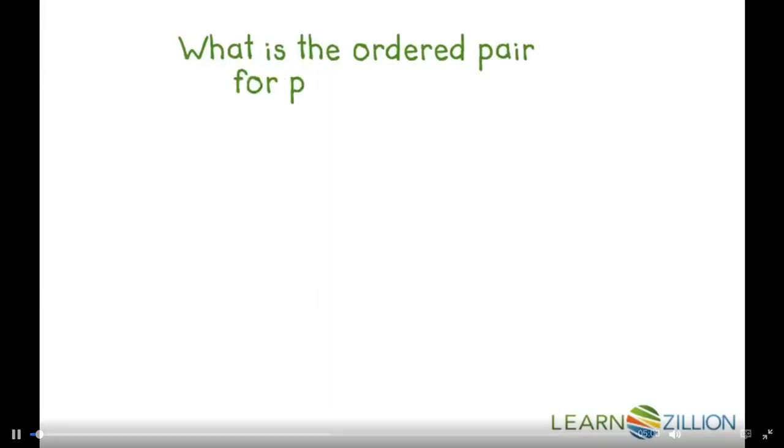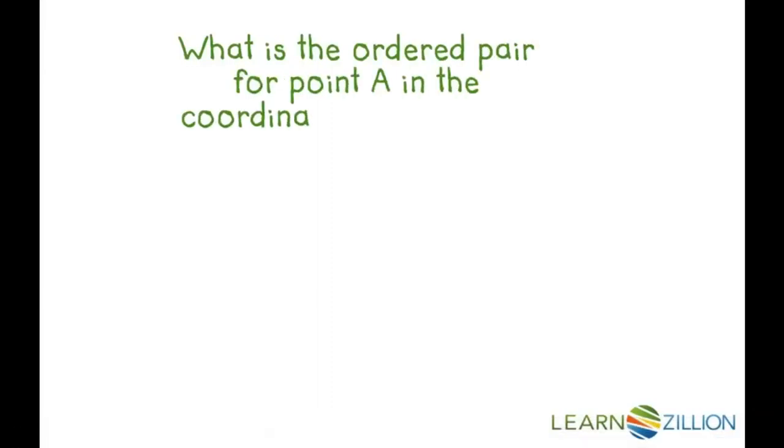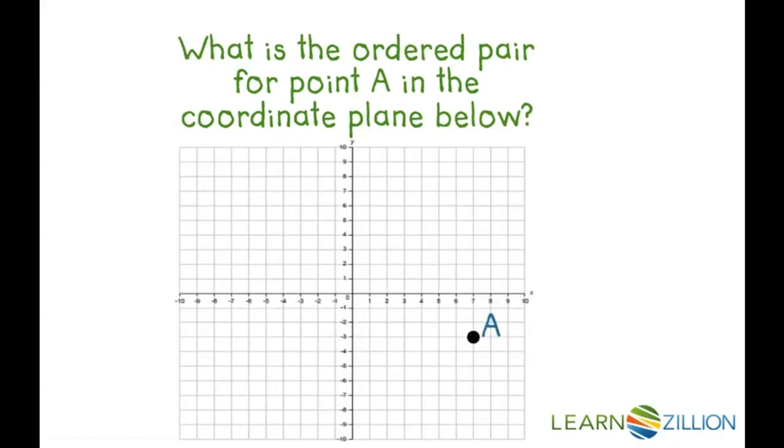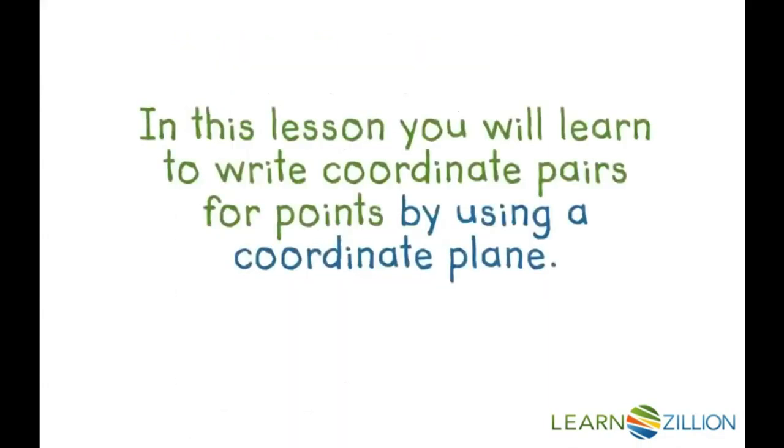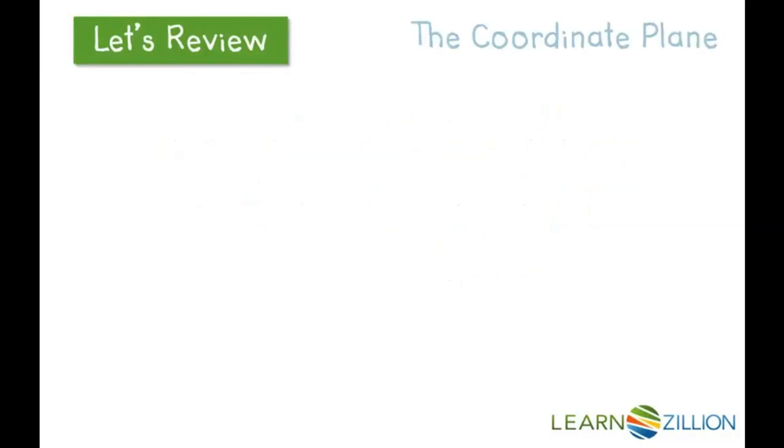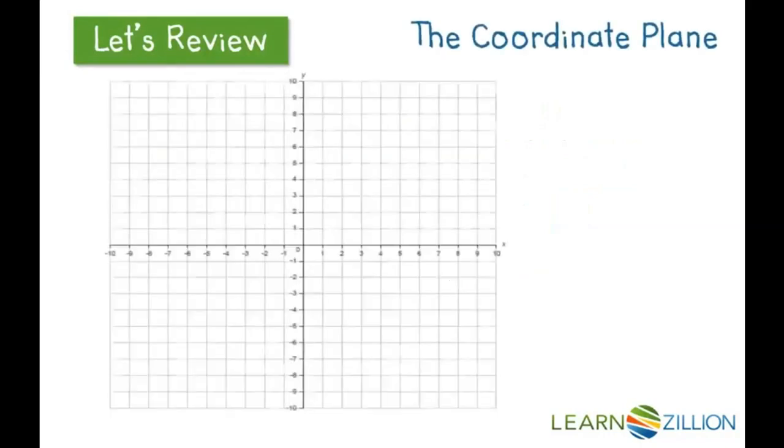What is the ordered pair for point A in the coordinate plane below? In this lesson, you will learn to write coordinate pairs for points by using a coordinate plane. Let's review plotting a point in quadrant 1.